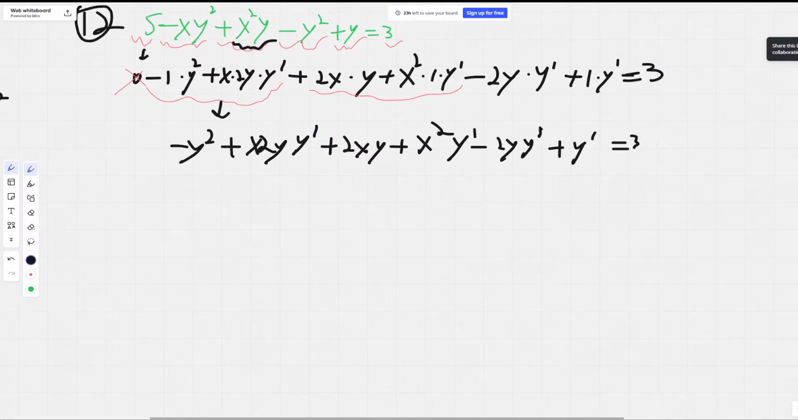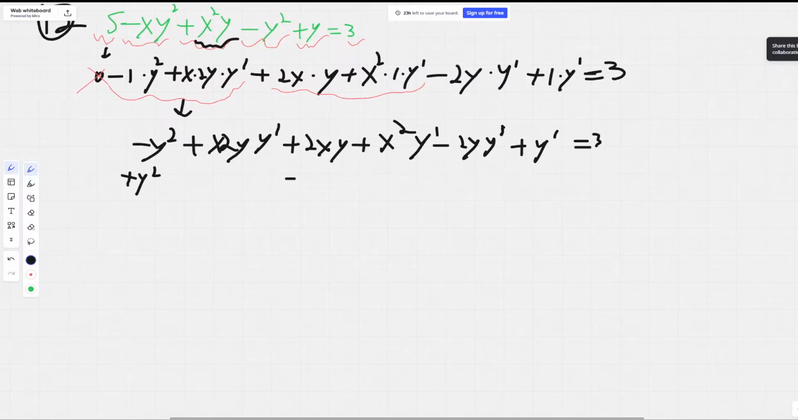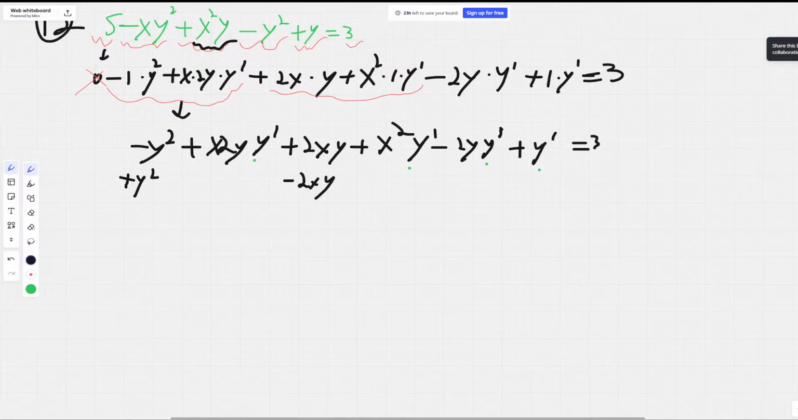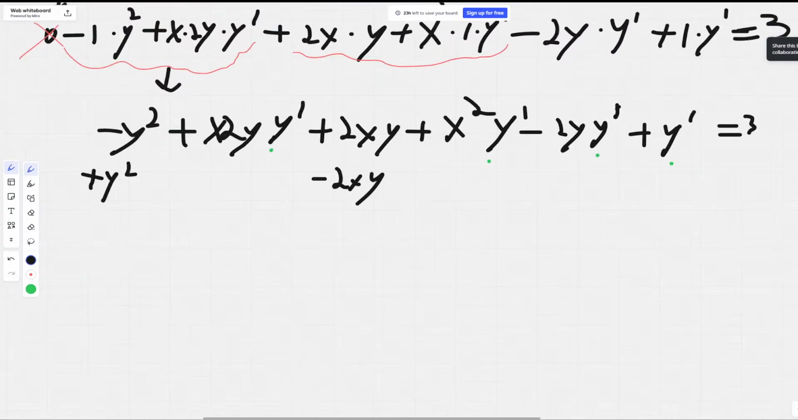Now let's start with piece by piece. This here can be brought over, plus y squared minus x 2y. Nope, that one's got a y prime in it. Gotta save it for later. This one, on the other hand, 2xy can go. Everything else has a y prime. That's not a y prime. But boy, did I mark it. Y prime, y prime, y prime, y prime.